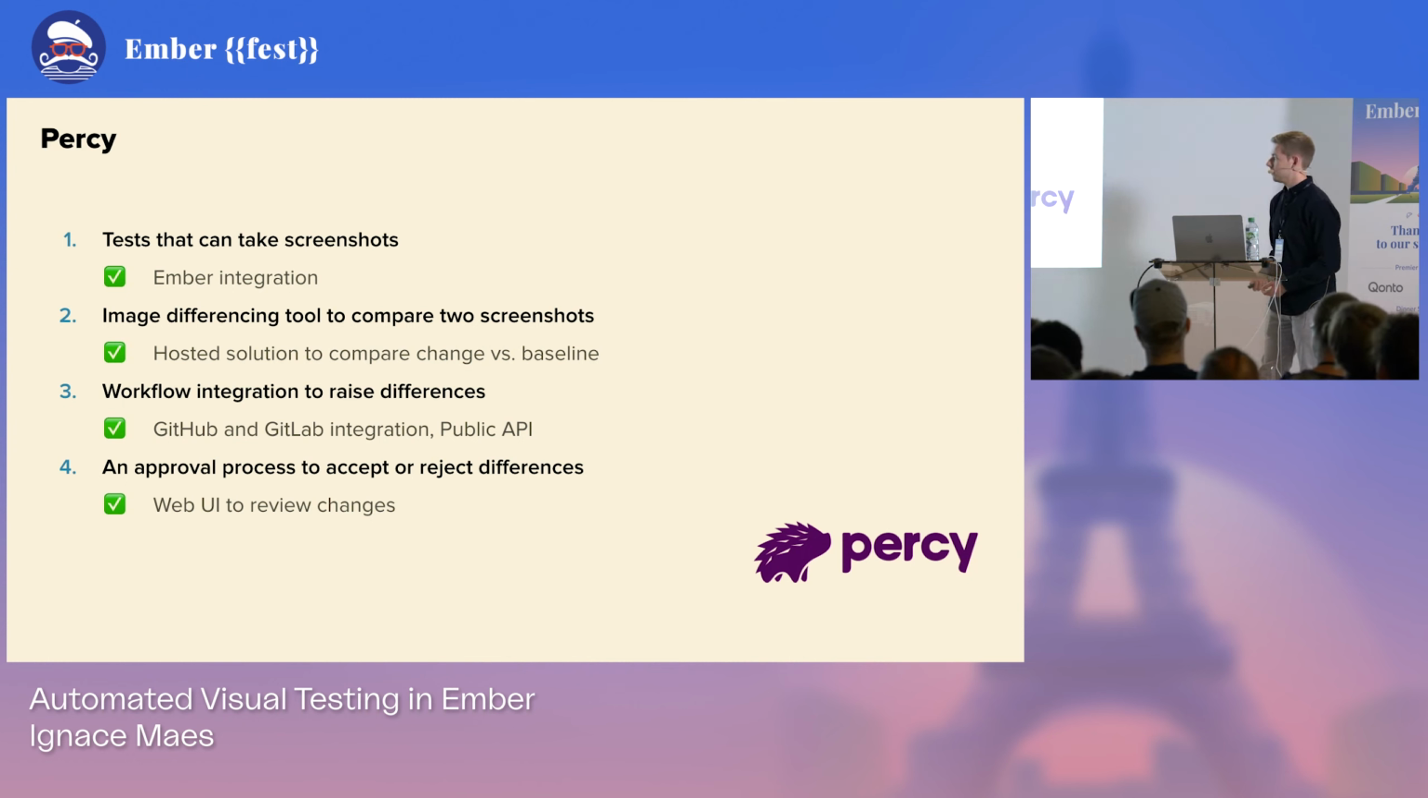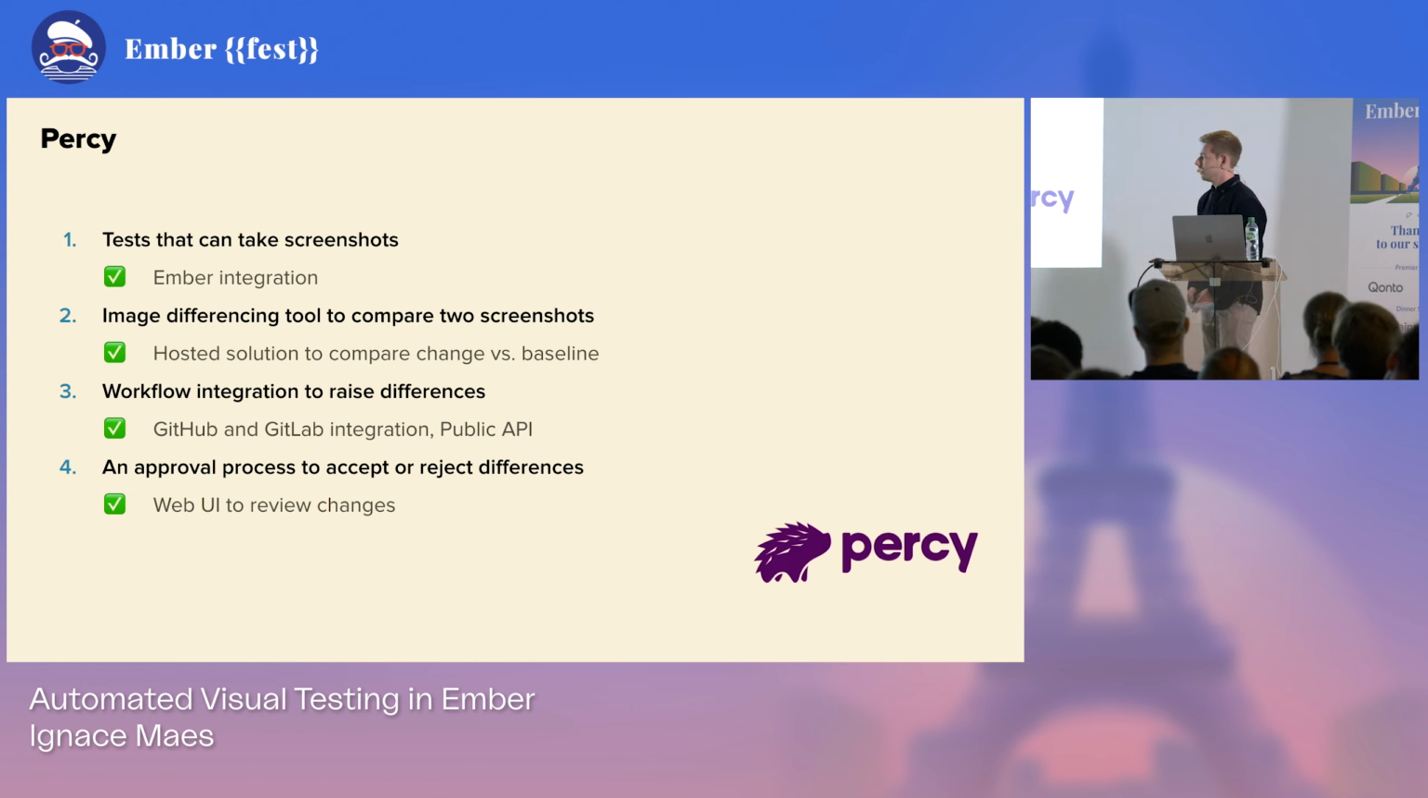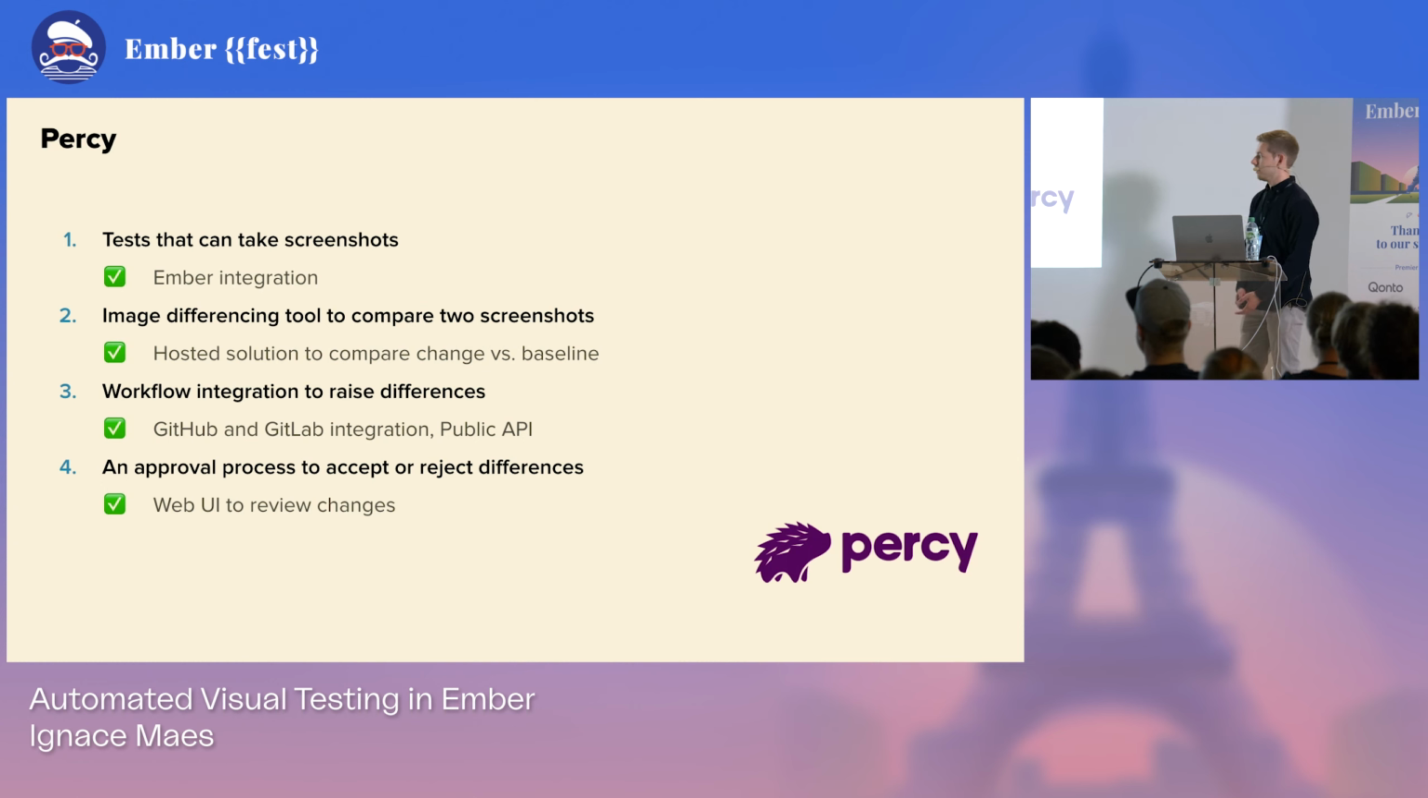For the image differencing, this is also handled on their server, so nothing for you to worry about handling on your own. They have a workflow integration with a GitHub and a GitLab plugin, as well as a public API if you want to do some more customization. And finally, they offer a web UI where you can really see those screenshots and compare them and see, hey, this is a change that I expected, or hey, this is actually a bug and we should fix it.